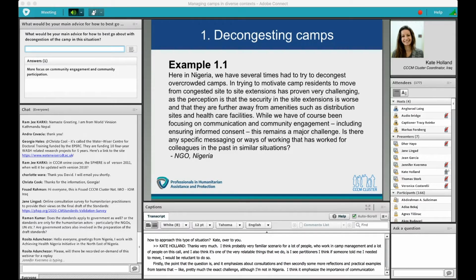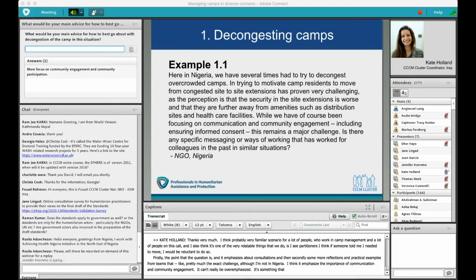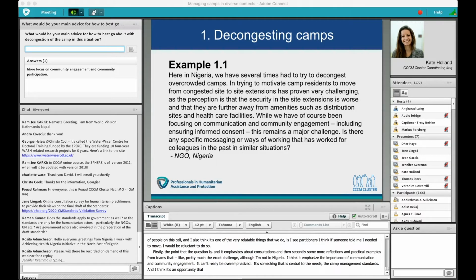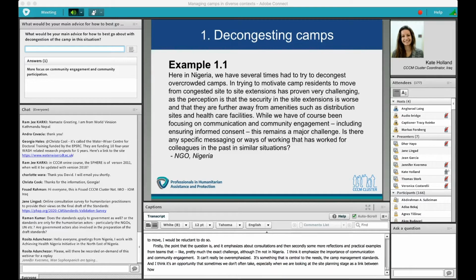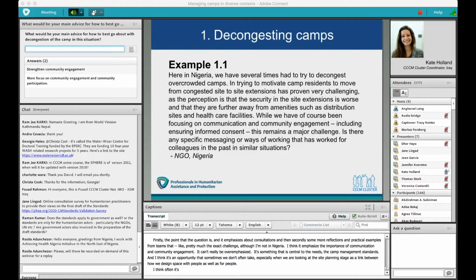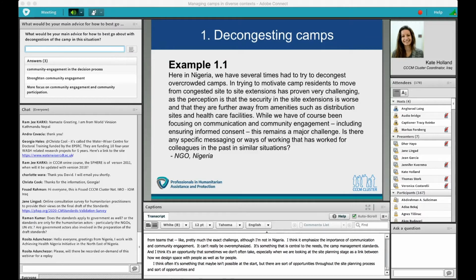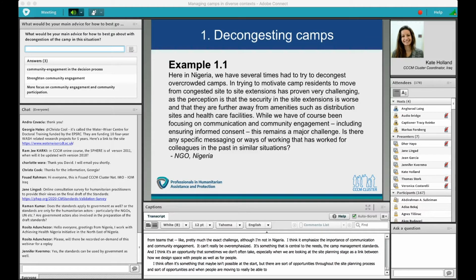It's something that is central to the new camp management standards. And I think also an opportunity that we sometimes don't take, especially when we're looking at this site planning stage, as a link between how we design space with people as well as for people. I think often it's something that maybe isn't possible at the start, but there are opportunities throughout the site planning process and up into and when people are moving to really be able to focus on that and try to get that real community engagement in the process rather than just at the end of the process, as the example in Nigeria highlights.